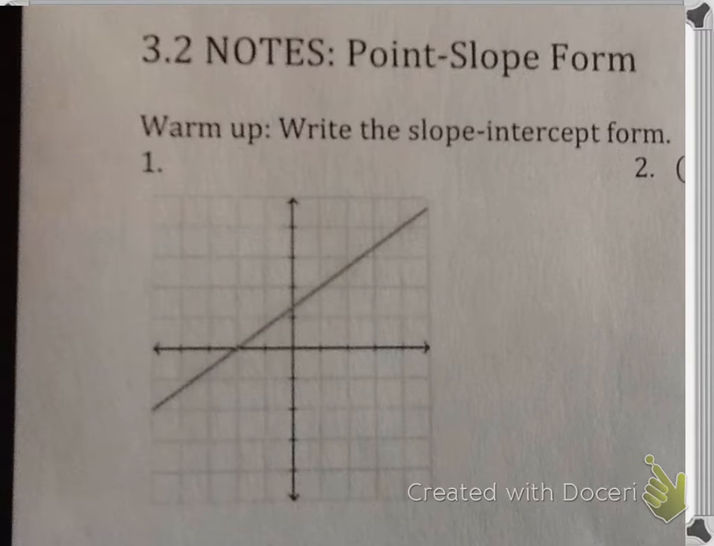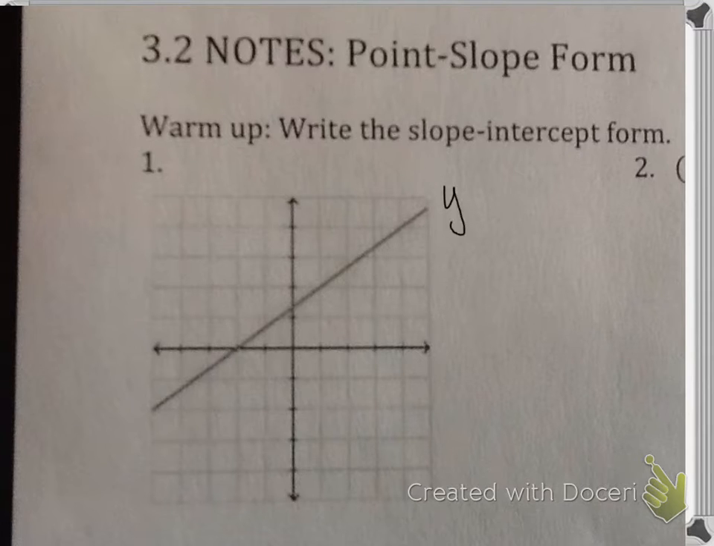Alright, in this problem we are asked, this is the notes on slope-intercept form. We're changing them into, we're learning the point-slope form. But here's the warm-ups for the first three problems. It says write the slope-intercept form. Alright, so you need to know what the slope-intercept form is.